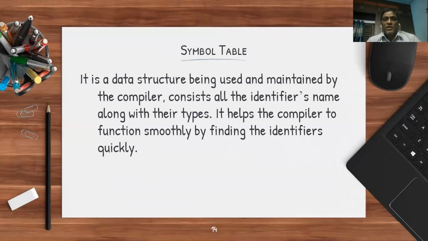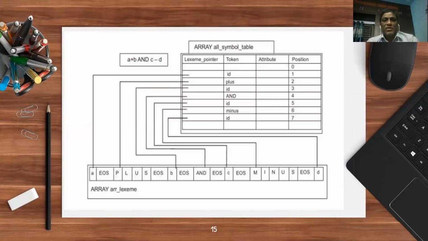Right. And I told you that there is a special data structure which is connected to all the phases, which is the symbol table. It consists of the information about all the tokens identified in the lexical analysis phase, and that information will be passed on to the later phases. The information is inserted by the lexical analyzer and utilized by all the phases. What is the information contained in the symbol table? We can see it here.